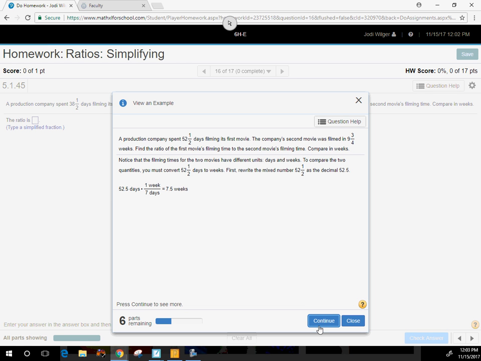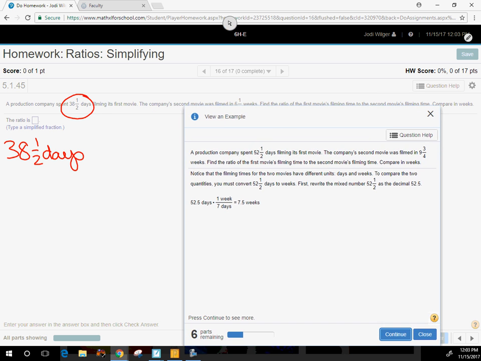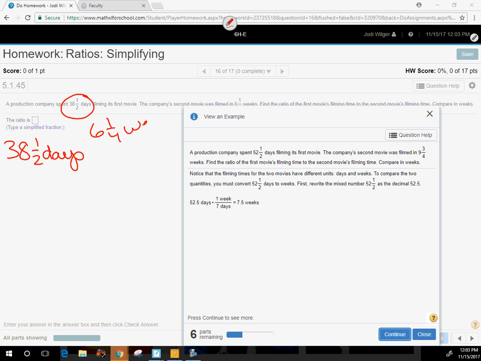Okay, so what I notice here is this is 38 and a half days, where my other value was 6 1/4 weeks. I could multiply this by 7 because there's 7 days in a week. They decided to convert this into weeks by dividing by 7, which you see here, they just made it sort of a fraction. But that's all you're going to do.